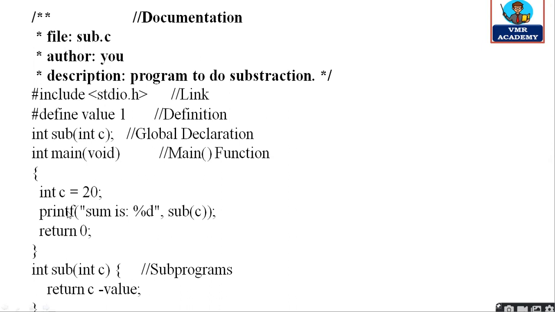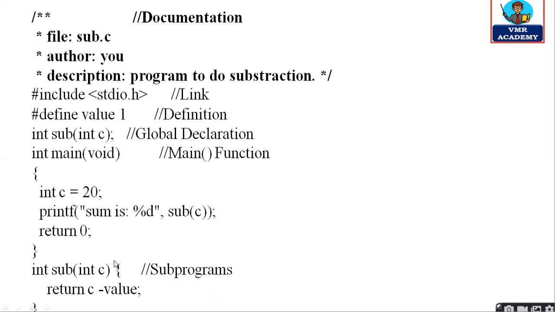Okay, so what did I do here? Instead of sum, I should write sub here. So int c equals 20, printf sub is %d. This is nothing but your format specifier, used when you are trying to print an integer or float. Generally for an integer you will use %d. And from where should I get the subtraction value? I need to get the subtraction value from here, right? So this was the sub program.